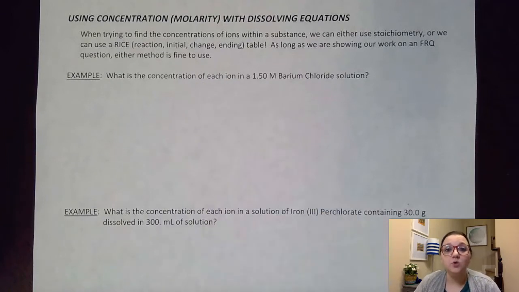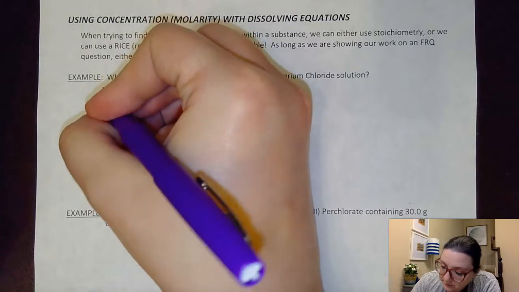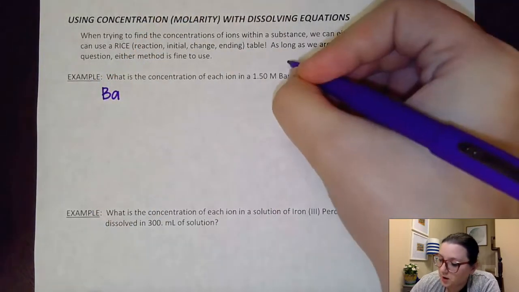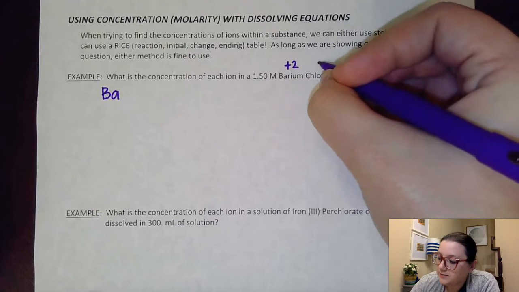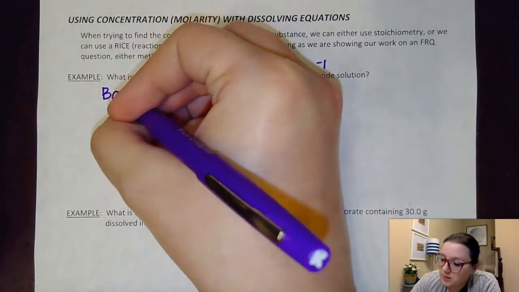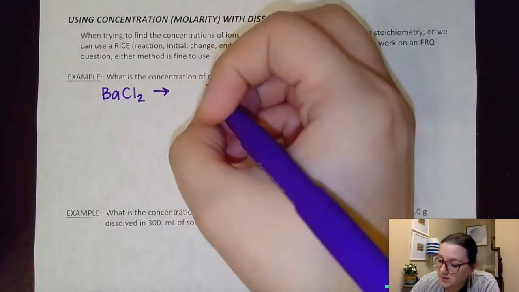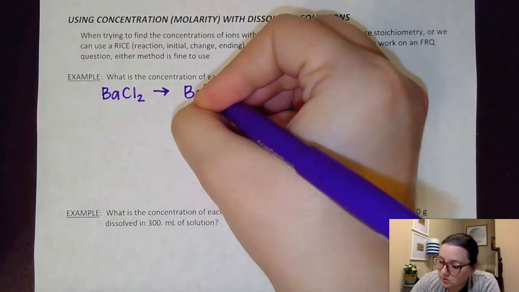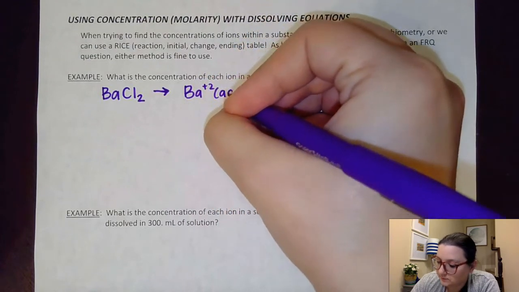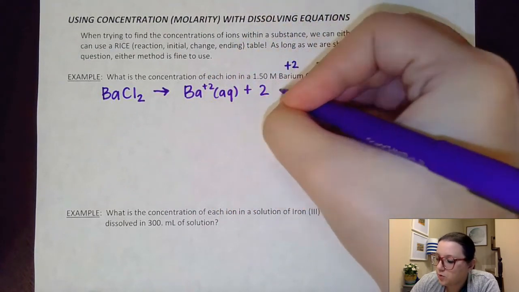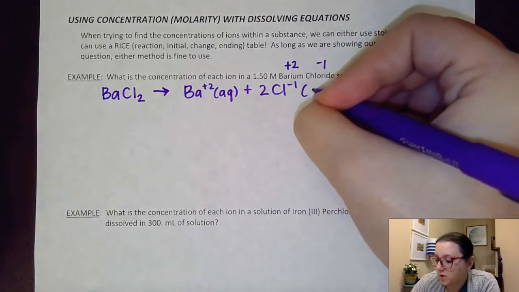Now there's going to be two methods we can use to perform this calculation, and I'm going to address both of them, but both of the calculations start off with first writing the dissolving equation for barium chloride. So barium is Ba with a positive 2 charge. Chloride has a negative 1 charge. So that means it would take 2 chlorides to balance out the barium. And when that dissolves, we'd end up with barium plus 2, that's aqueous, and 2 chloride ions that are also aqueous.